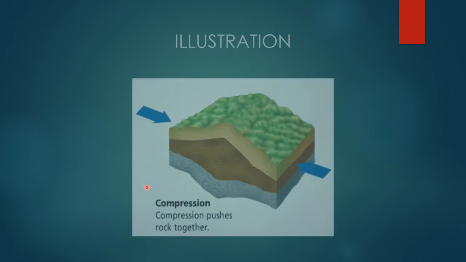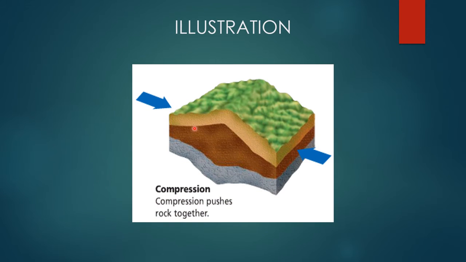So let's continue. Look at the illustration of folding. In folding, we talk about compressional forces acting on them. When the force acts on both sides, this rock here is going to fold. So this part that is going up is known as the anticline or upfold, and this part down is known as the syncline or the downfold.